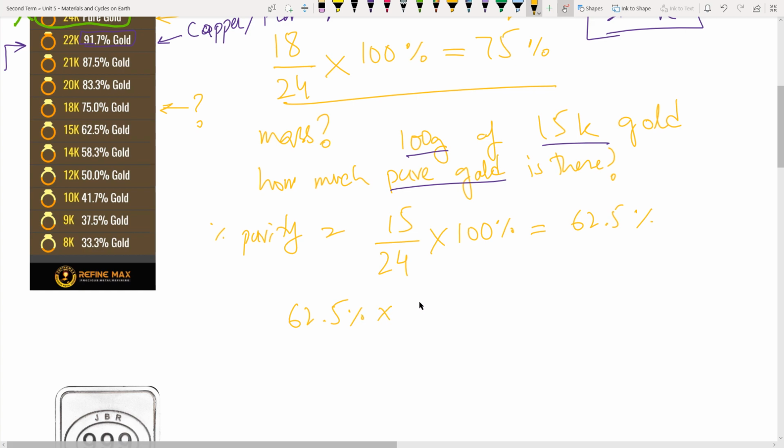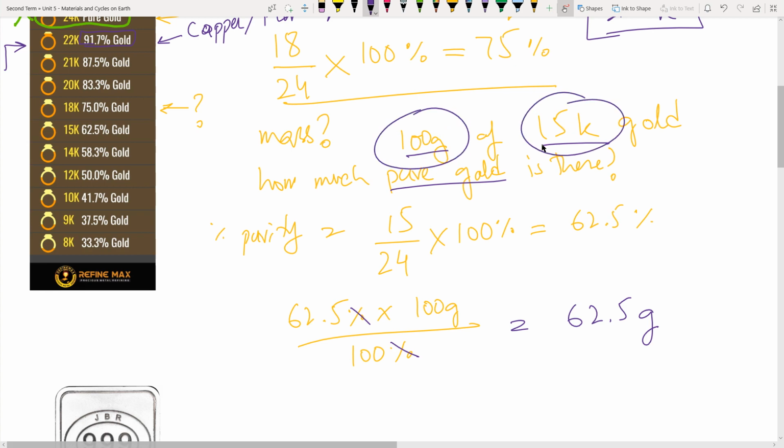62.5% multiplied by 100 grams divided by 100%. Now we need to remove this percentage. So this percentage will be cancelled off, right? And eventually you're going to get 62.5 grams. So in 100 grams of 15 karat gold, how much pure gold is there? That is just 62.5 grams.